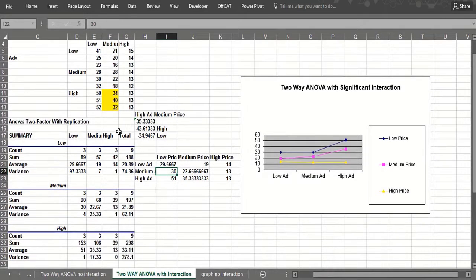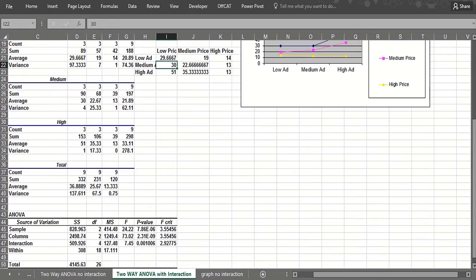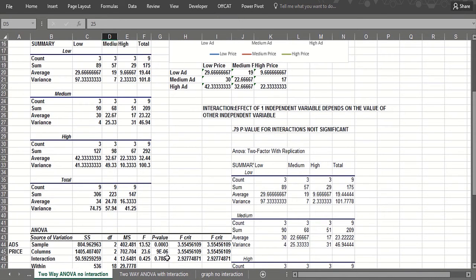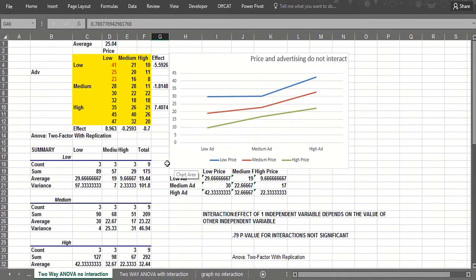So in our last video, we talked about two-way ANOVA without interaction. So how did we know there was no interaction? Okay, we knew there was no interaction because the p-value was 0.79, greater than 0.05. Now, we didn't show you a graph that would show why there's no interaction, but here's the graph.